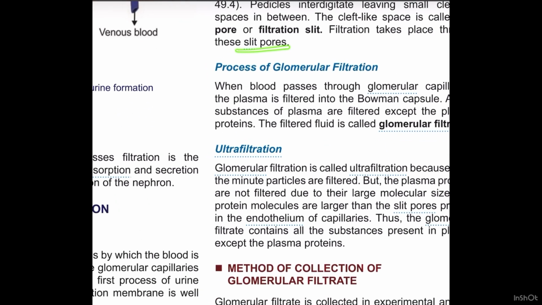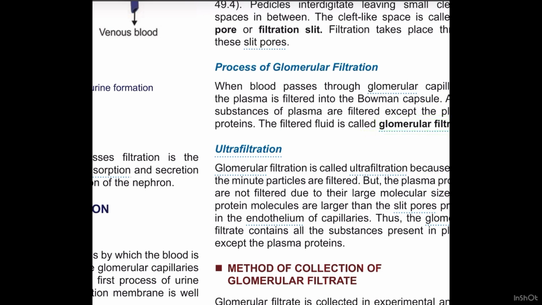Right. Now the process of glomerular filtration. When the blood passes through the glomerular capillaries, the plasma is filtered into the Bowman's capsule. Not the entire blood, plasma is filtered. All the substances of the plasma are filtered except the proteins. Hence, glomerular filtrate is equal to plasma minus proteins.